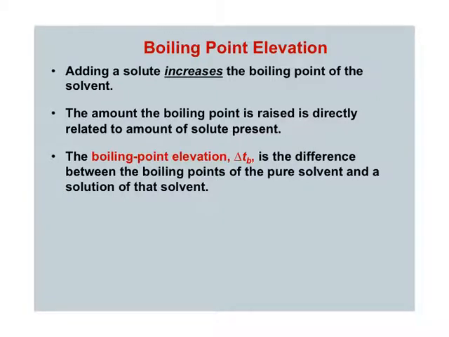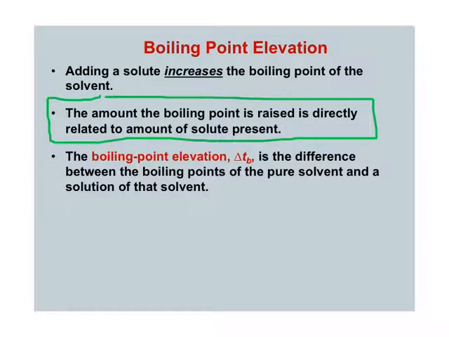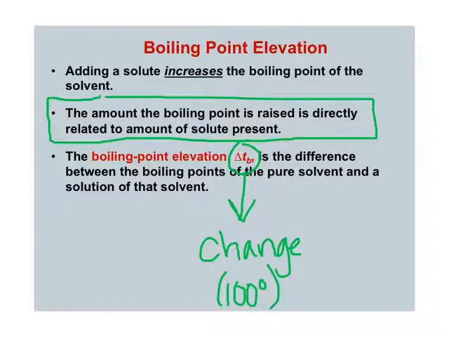Now freezing points will go down, boiling points will go up when you add a solute. Adding a solute increases the boiling point of the solvent. Now again, it's dependent on concentration, and what we're going to be looking for is the elevation, so the change in the boiling point. Okay, keep that in mind, guys. When I find this is not my new boiling point, this is the change in my original boiling point. Usually we're talking about water, so the original boiling point here would be 100 degrees Celsius, and if we were talking about freezing, the original freezing point would be 0 degrees Celsius.